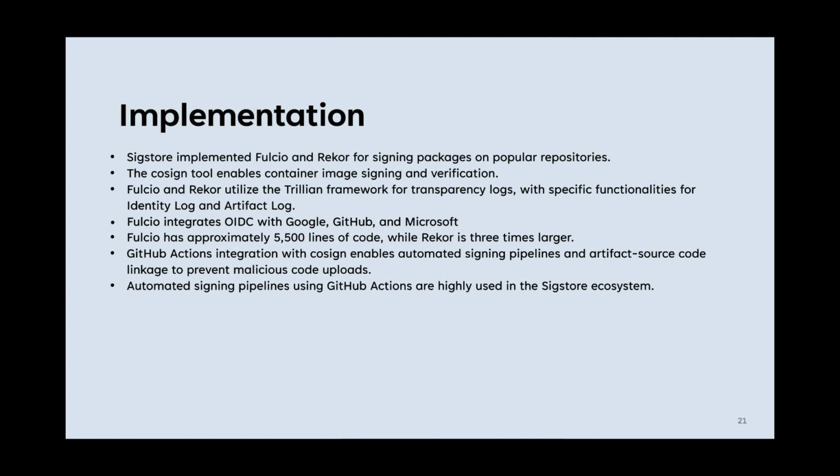Fulcio has approximately 5,500 lines of code, while Rekor is 3 times larger. GitHub Actions integration with Cosign enables automated signing pipelines and artifact source code linkage to prevent malicious code uploads. Automated signing pipelines using GitHub Actions are highly used in the Sigstore ecosystem.